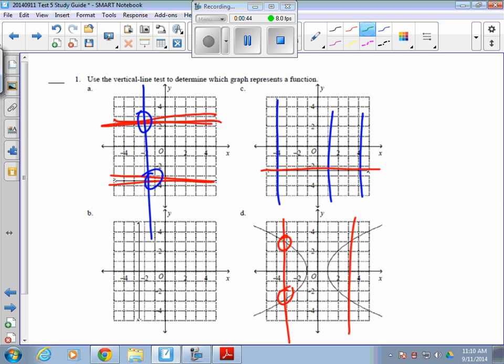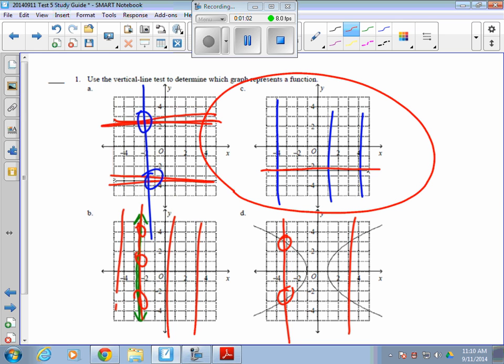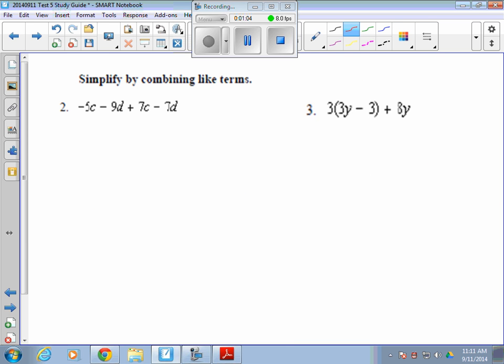B is the one that's controversial because the graph is a vertical line. Now, when you draw a vertical line here, it doesn't hit it at all, or here. But if you draw a vertical line through the vertical line, it hits it an infinite amount of times. So all it's got to do is hit it more than once to make it fail. So the only one that doesn't fail the vertical line test is C as in cat.